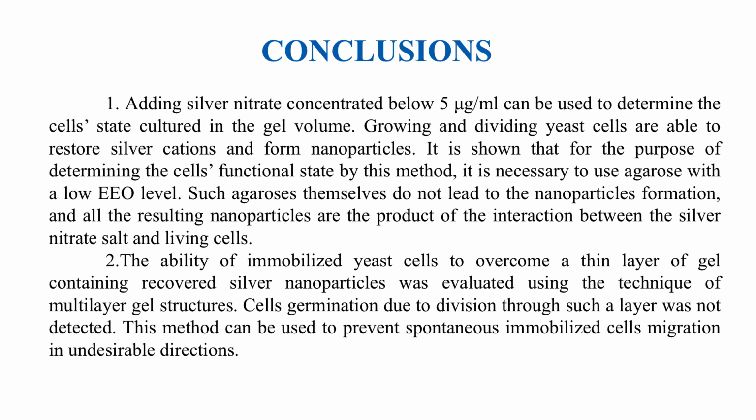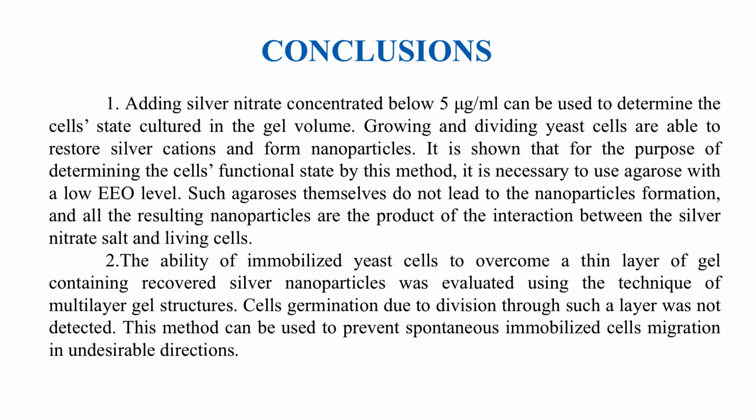Based on the above-mentioned results, the following conclusions can be made. Adding silver nitrate at a concentration below 5 micrograms per milliliter can be used to determine the cells' state in the gel volume. Yeast cells, while growing and dividing, are able to reduce silver cations and form nanoparticles.